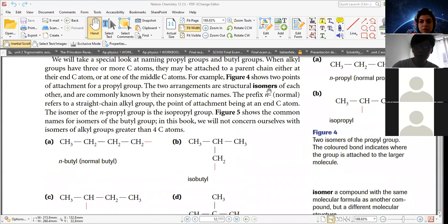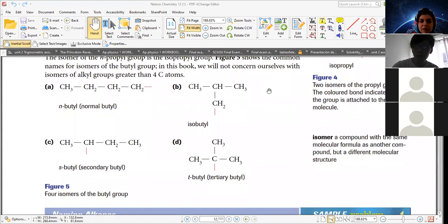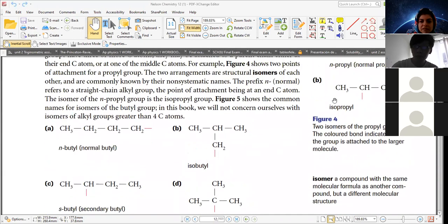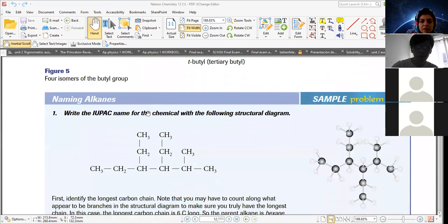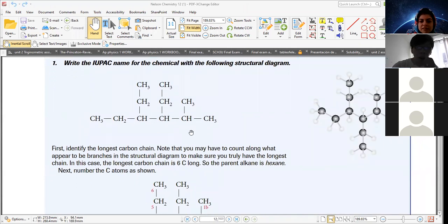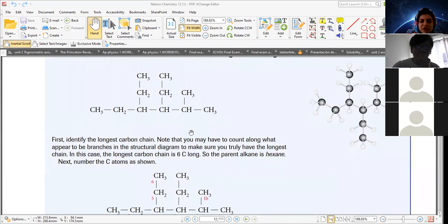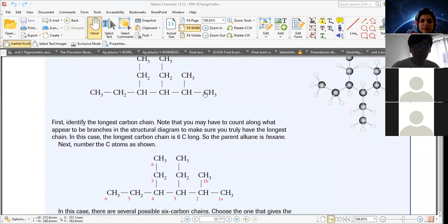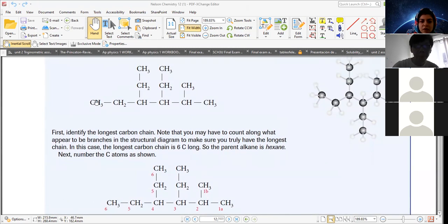Okay, some of the naming, I'm going to explain this one at the end. Just hold on to this. Let's just work with the naming. Let's say I want to name that. The first thing you do is find the longest chain. Let's start from here: 1, 2, 3, 4, 5. If I start here and end here, it is 5 carbons.